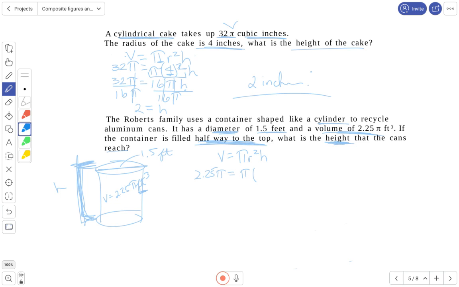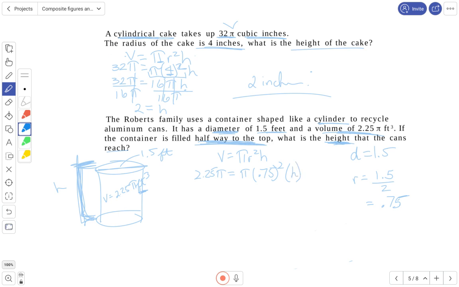Now, I know that the diameter is 1.5. I need to know the radius. So remember, to find the radius, you take 1.5, you divide by 2. So the radius is 0.75. All right, so I'm going to take that, plug it in for my r, radius squared, and now multiply that by the height. But the height, I don't know, so I'm just going to put h in.